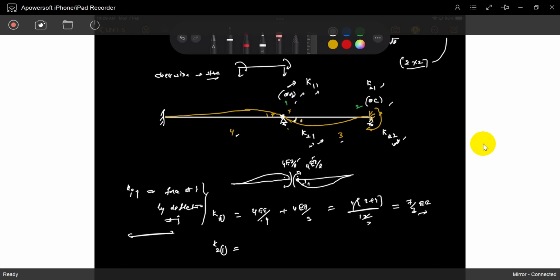So K21, how much is it? You already know here, because it is 4EA by L. Half of the amount is generated, half of the amount is transferred to this. So for this span, it requires 4EA by L. It transferred only 2EA by L, not 7 by 3 EA. This is the total amount we have to transfer. You already know the moment distribution method. We already discussed it.